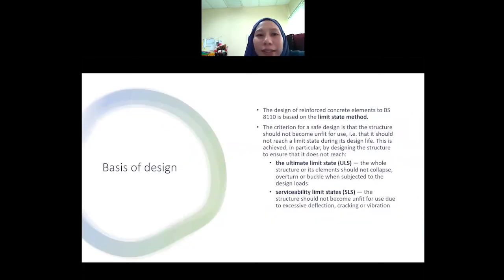So next is the basis of the design. So the design of reinforced concrete elements is to be as per BS 8110. So everything yang we learn in chapter 1, 2, 3, 4, which is reinforced concrete design, we're going to refer to British Standard 8110. Okay. So BS ni bukan bullshit. It is actually British Standard. Okay, it's based on limit state method.